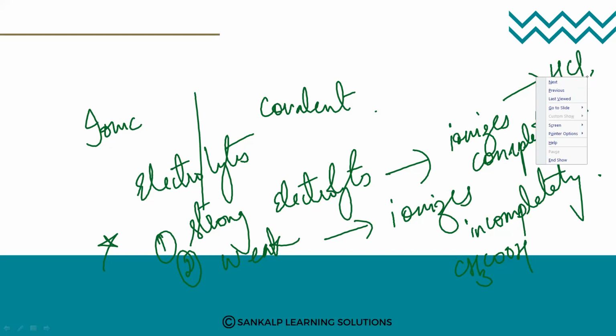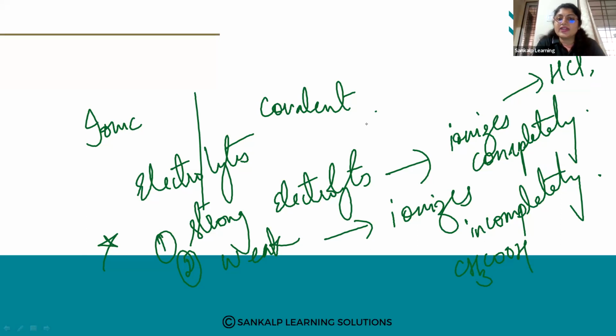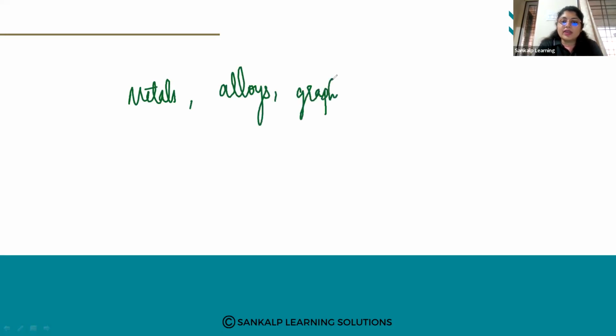So there's something called conductors, insulators, and semiconductors. Do you know what you mean by conductors? This you have studied in physics. So what do you mean by conductors? The substances which allow the passage of electricity through them are called conductors. For example, metals are examples of conductors. Then alloys, graphite, and some polymers are also examples of conductors.